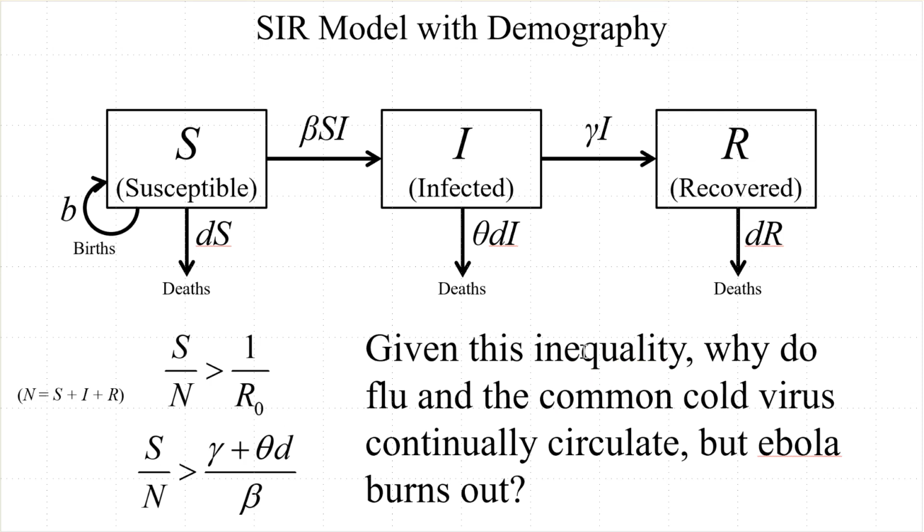Right? So here's another question to think about. Given we have this inequality, why do flu and the common cold virus continually circulate in the human population, but Ebola burns out? What is different between these different types of pathogens that cause this different type of dynamic between these various infectious diseases? That's exactly what scientists at the CDC work with every day.